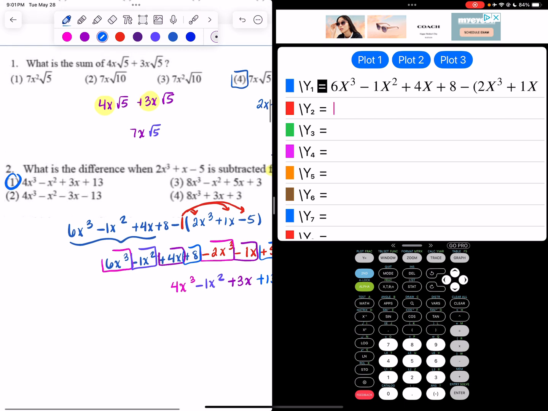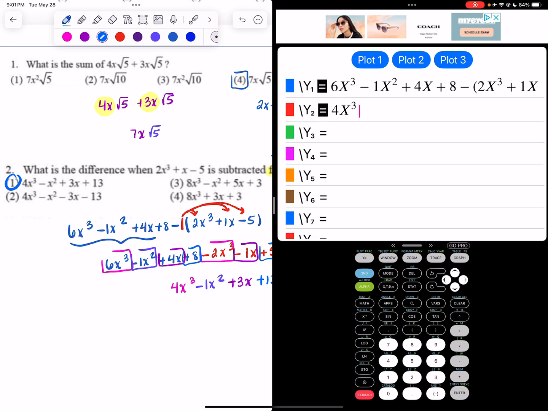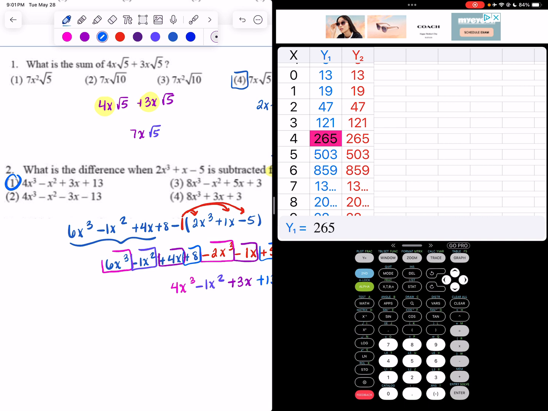And then in y2, I'm going to put in the answer that I just chose. So 4x to the third minus x squared plus 3x plus 13. Now, I know I got it right if the table of values are the same. So if I hit second graph, I can see that my table of values are the same.